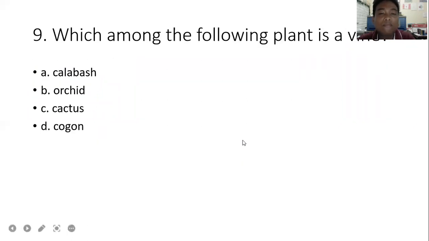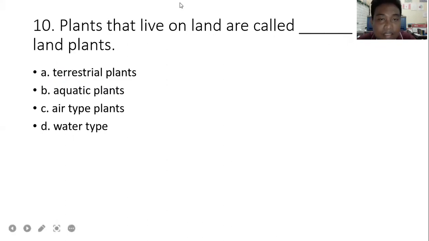Next, which among the following is a vine? Calabash, the upo. Plants that live on land are called blank or land plants. So we call them terrestrial plants.